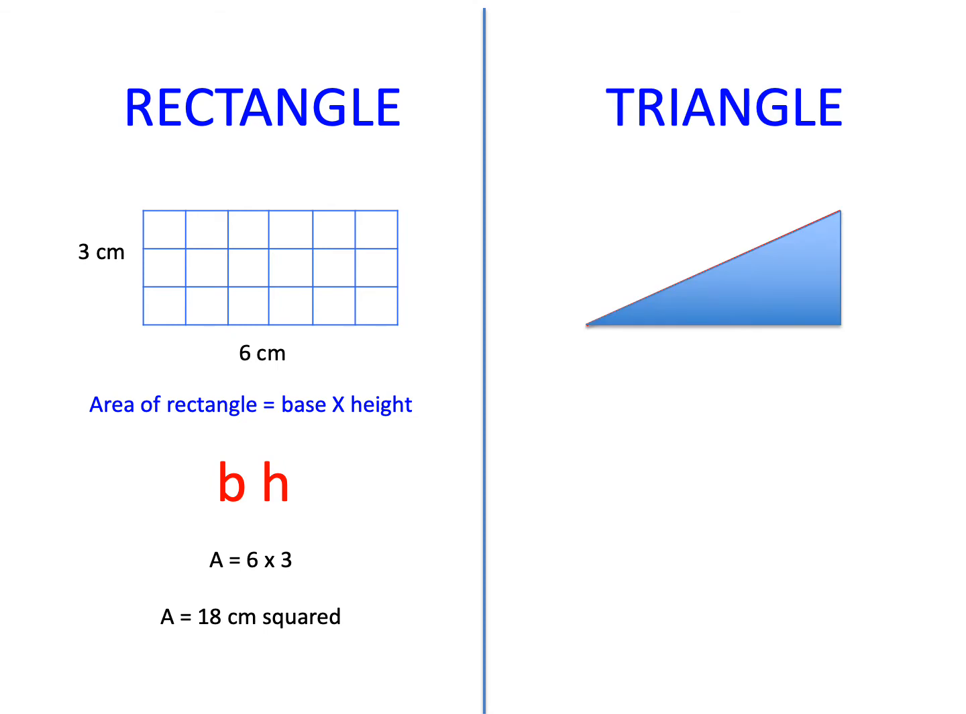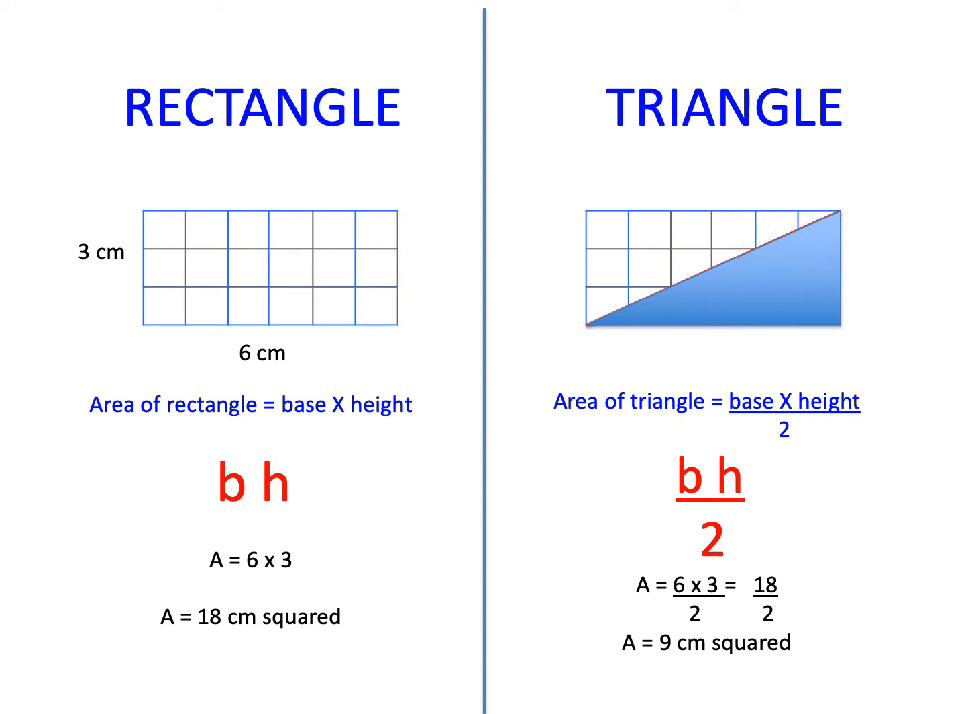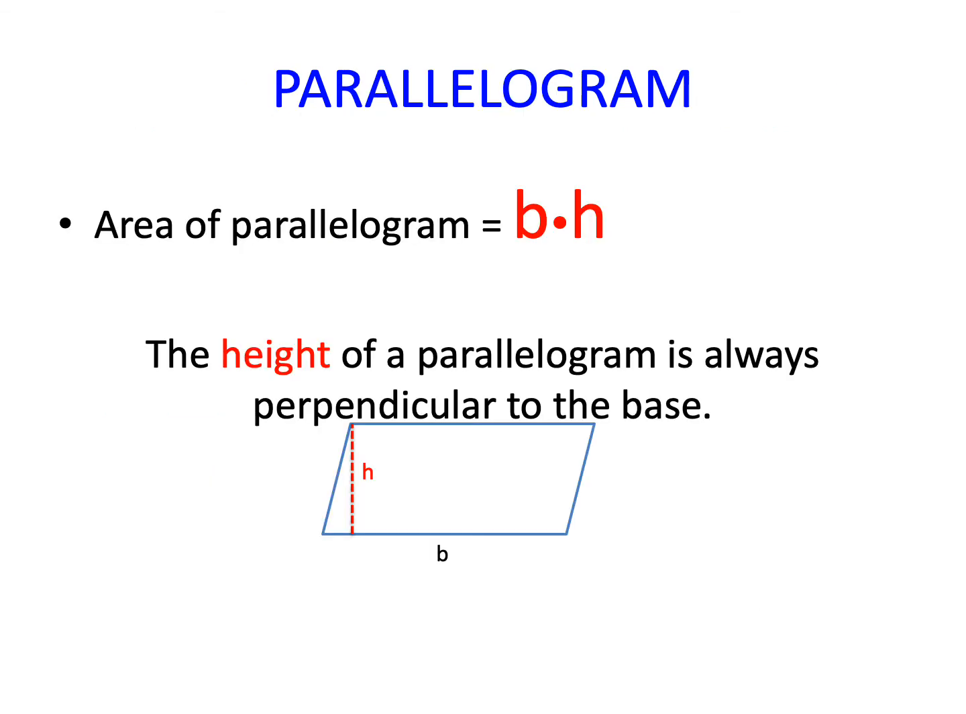Triangle is technically half of a rectangle. You can see that if you take the rectangle and cut it in half, you have the area of a triangle. So the formula is base times height divided by 2. In this case, 6 times 3 divided by 2, or 9 centimeters squared.